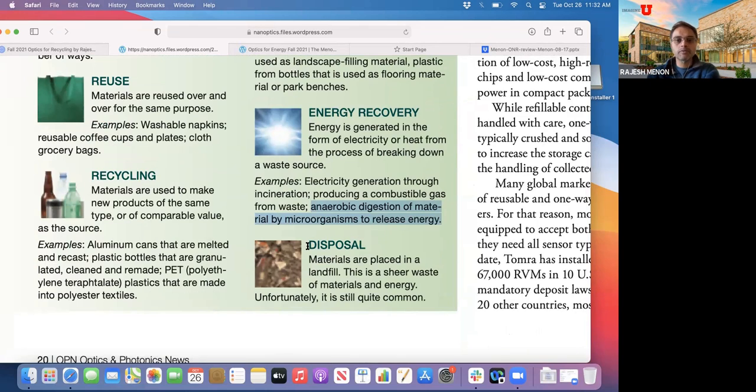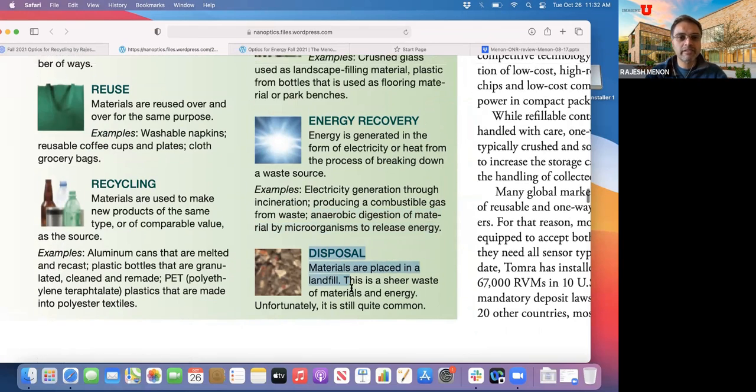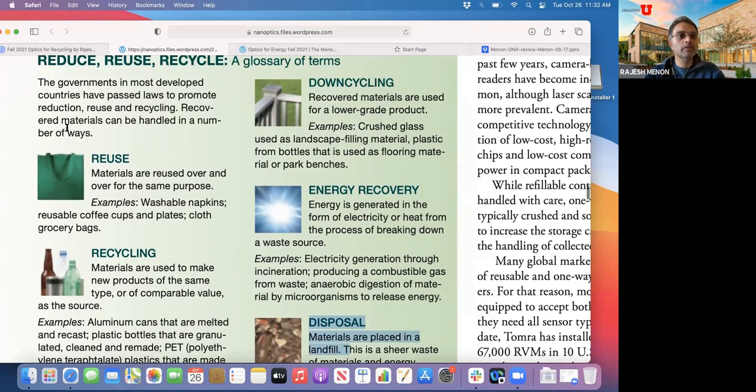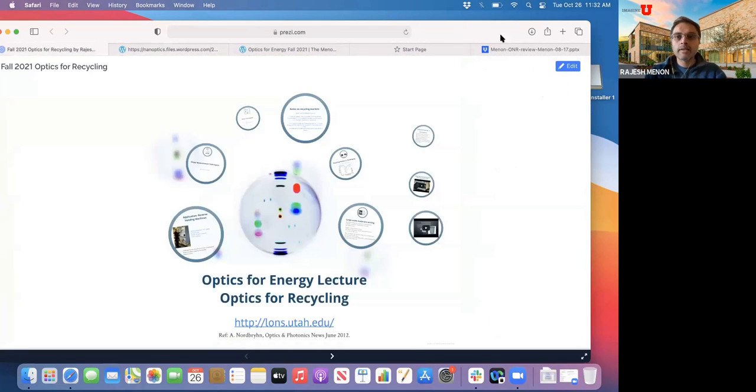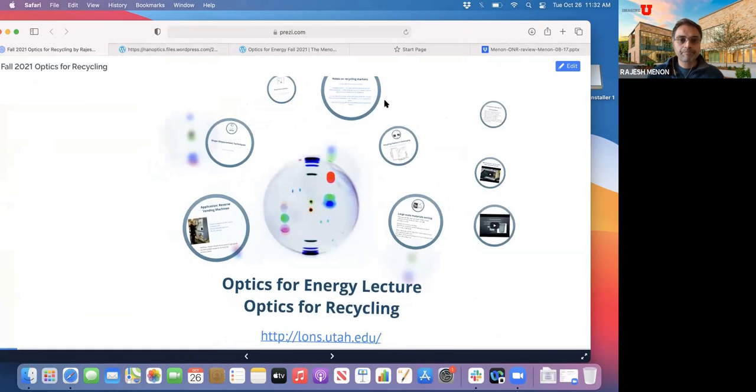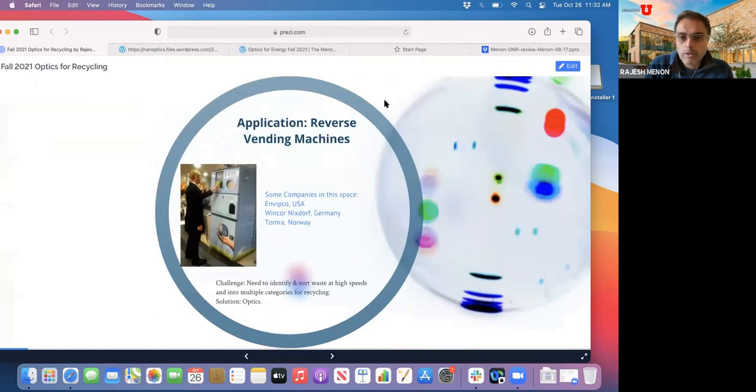And finally, there's disposal, which is of course the worst situation, where materials are simply placed in landfill. We want to try to avoid that. However, that's what happens in the vast majority of cases. In any case, what we want to talk about today is how optics can be applied here, and we'll go through several examples.